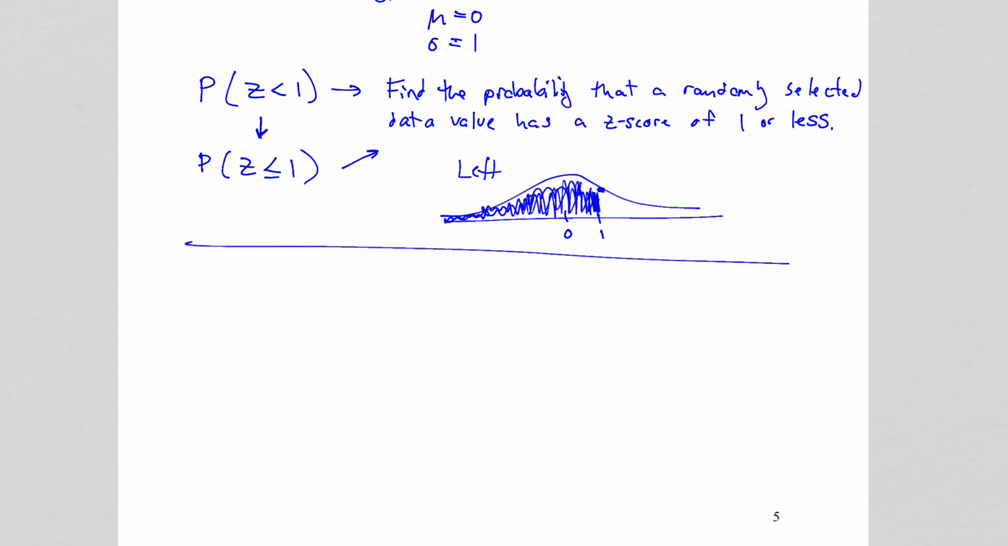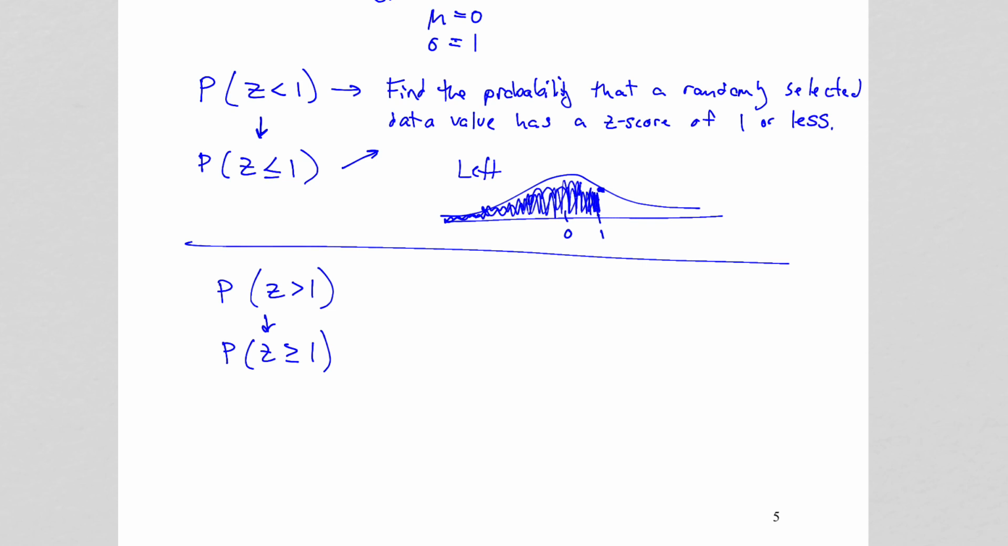Okay, so if we look at another example, let's look at probability where z is greater than 1, okay? Or z is greater than or equal to 1. Remember, it's going to result in the same answer.